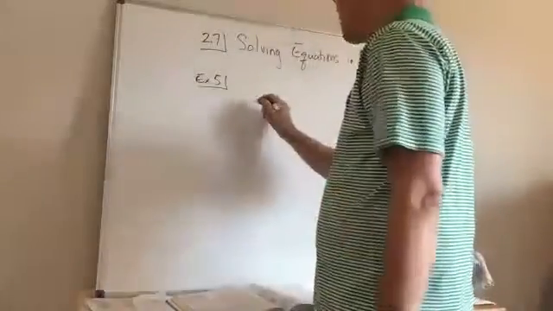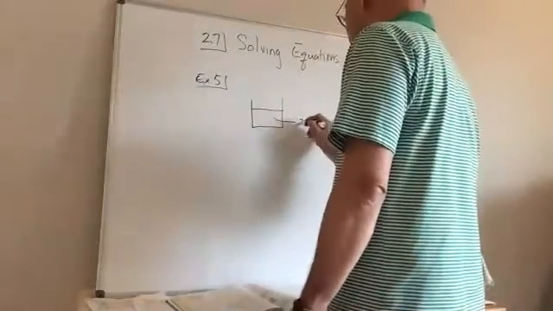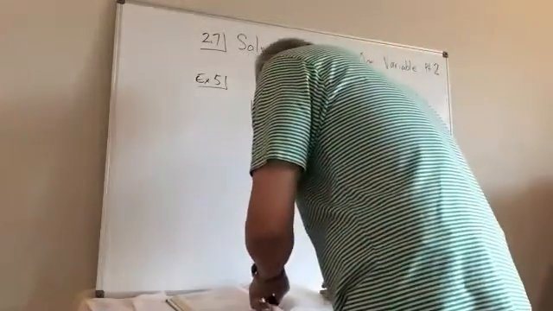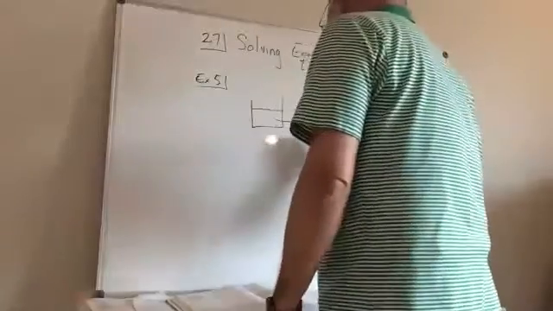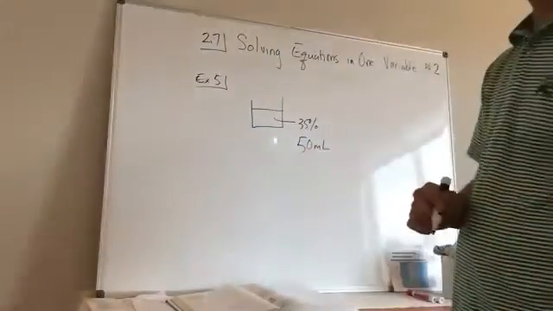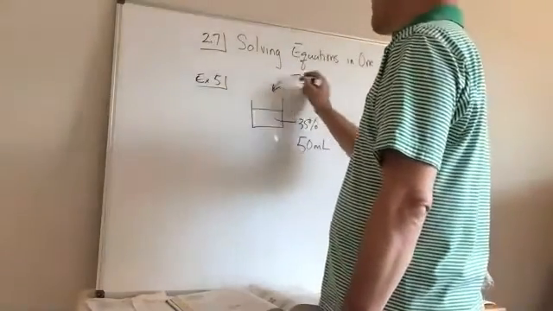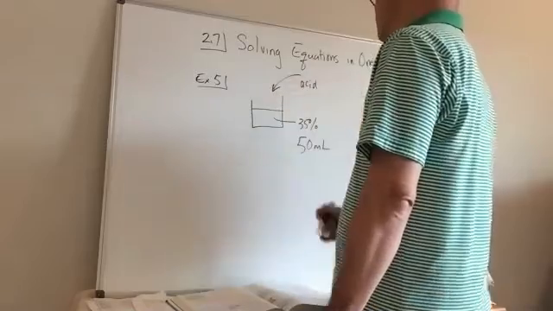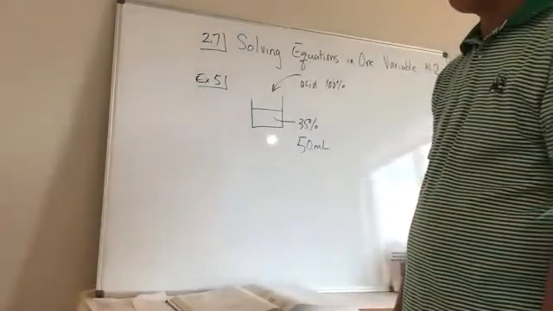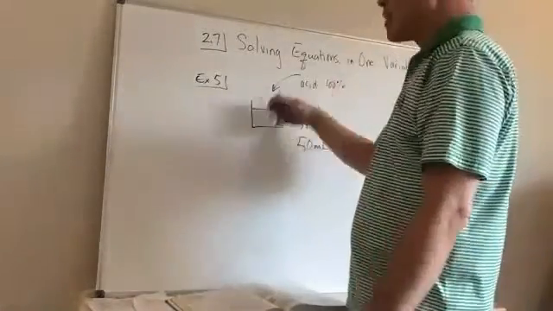So I have an existing 35% solution, and it is 50 milliliters. So I have 50 milliliters of 35% acid. Now I'm going to add pure acid here, so it's 100% acid. I don't know how much it is, and that's what I'm trying to find out. I'm trying to find how much acid I have to add.